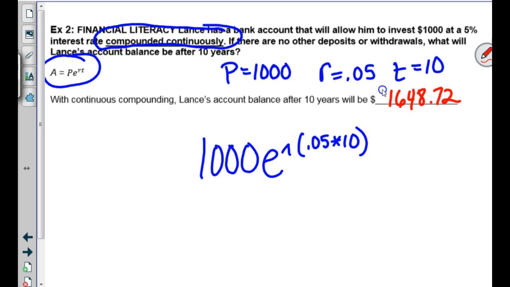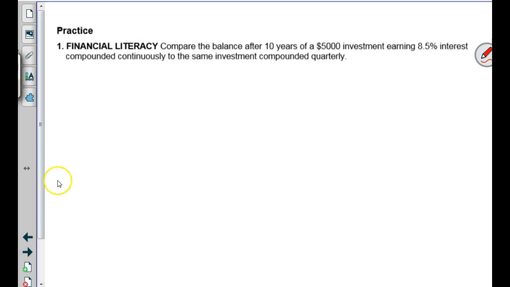Yes. And I will show you examples in just a second. But you're going to have to graph if you're trying to find the x, or the exponent, I should say.